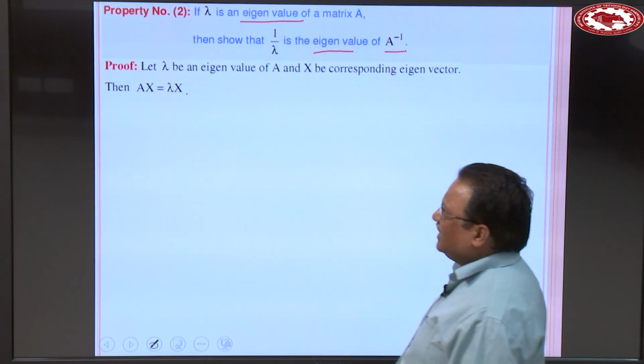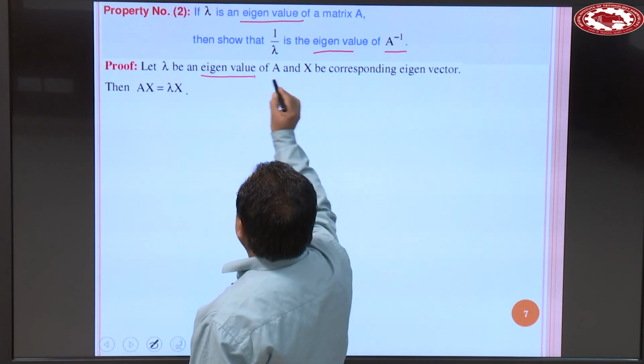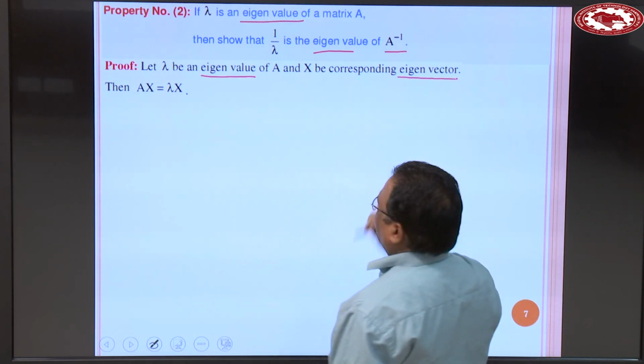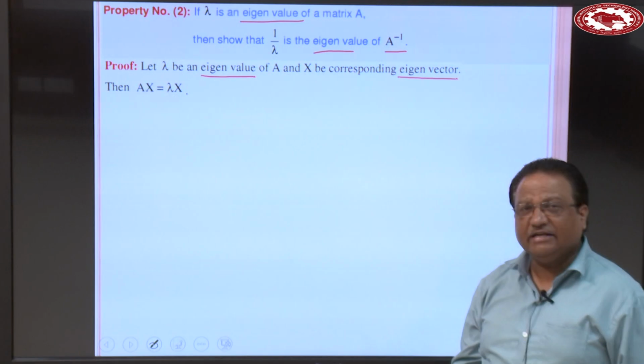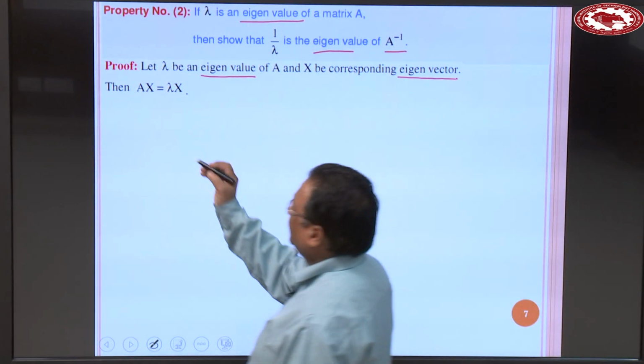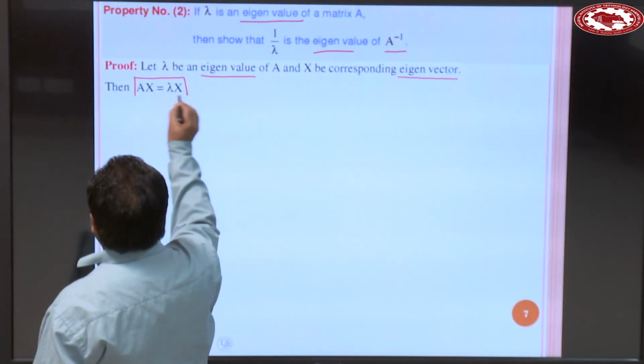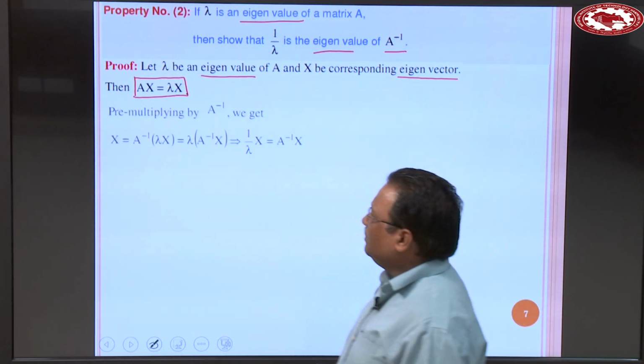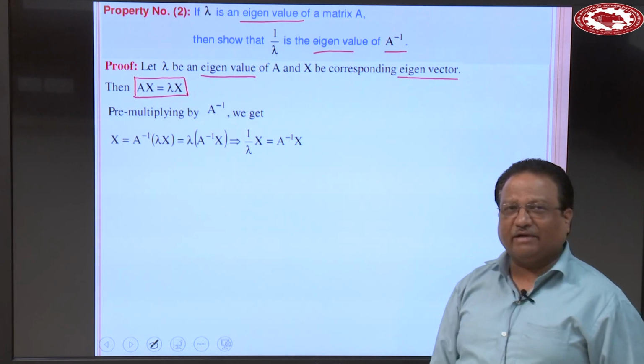Okay. So, let us consider lambda is an eigenvalue of A and x be the corresponding eigenvector, so x corresponding to lambda. Then by definition Ax is equal to lambda x. Now, pre-multiplying by A inverse.